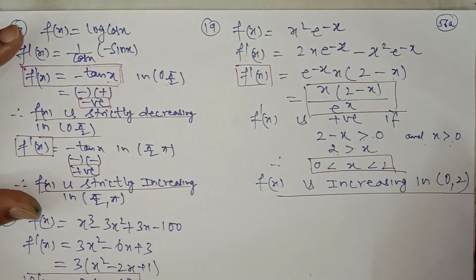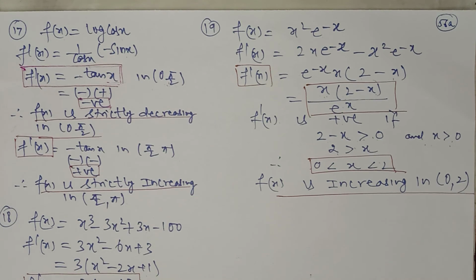So this is the completion of the increasing and decreasing exercise, and you should do it 2 to 3 times to have a good command over these types of questions.